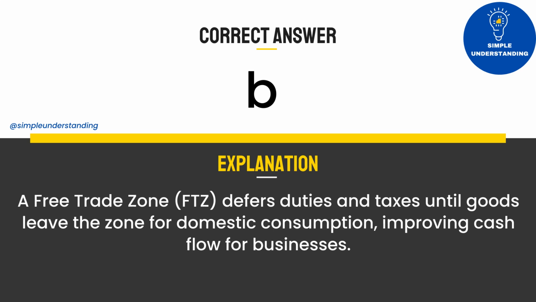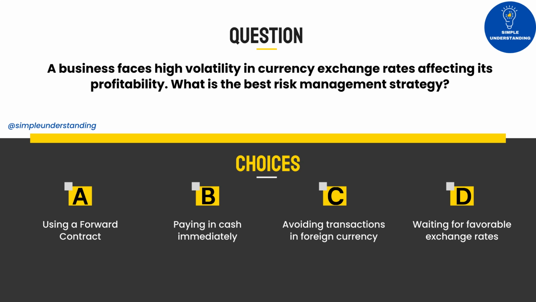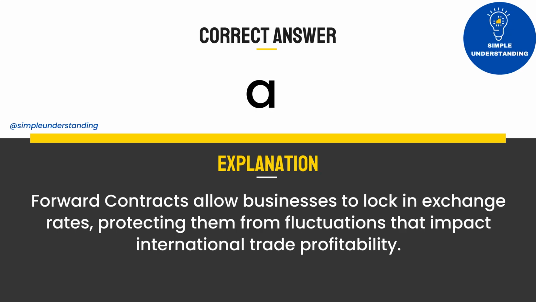flow for businesses. 8. A business faces high volatility in currency exchange rates affecting its profitability. What is the best risk management strategy? A. Using a forward contract. B. Paying in cash immediately. C. Avoiding transactions in foreign currency. D. Waiting for favorable exchange rates. Correct answer: A. Using a forward contract. Explanation: Forward contracts allow businesses to lock in exchange rates, protecting them from fluctuations that impact international trade profitability.